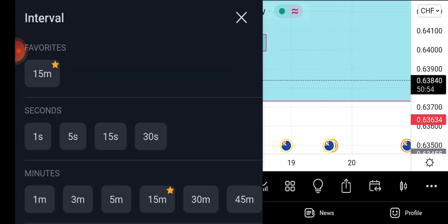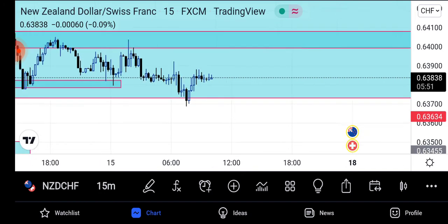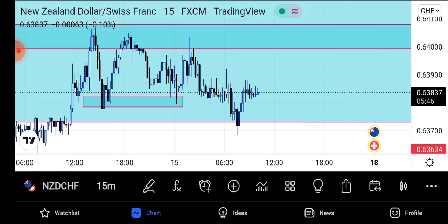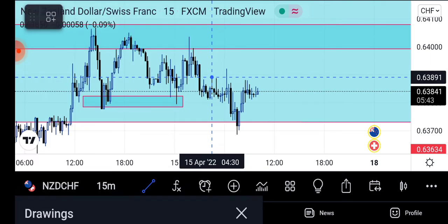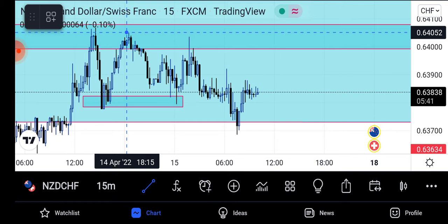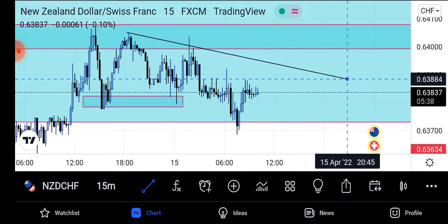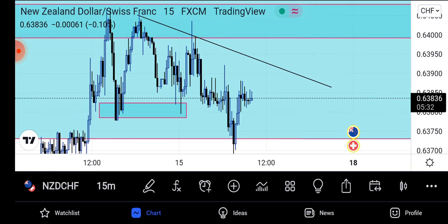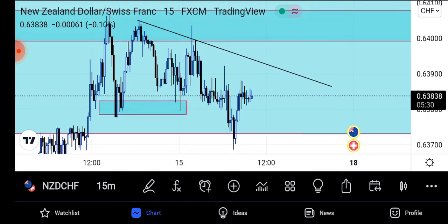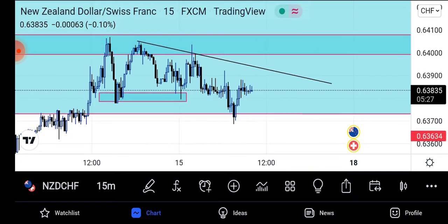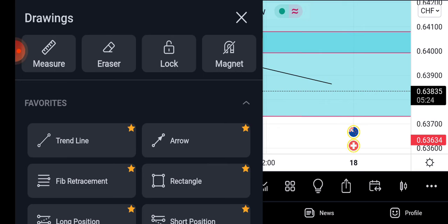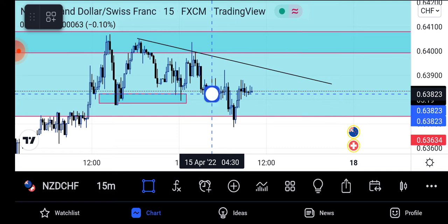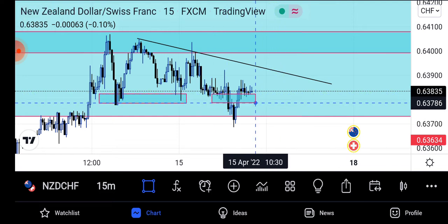Then I'll move down to my M15. So on my M15 now, this is where I take an entry. Yeah, so I'm seeing a little bit of a trend here. So I'll take my trend line and drag it down here. Right. Let's see what else I can find here. Let me take a little bit of support here. Still got another here.